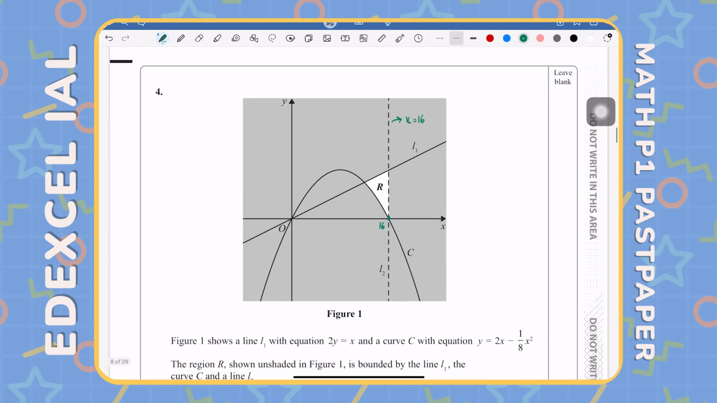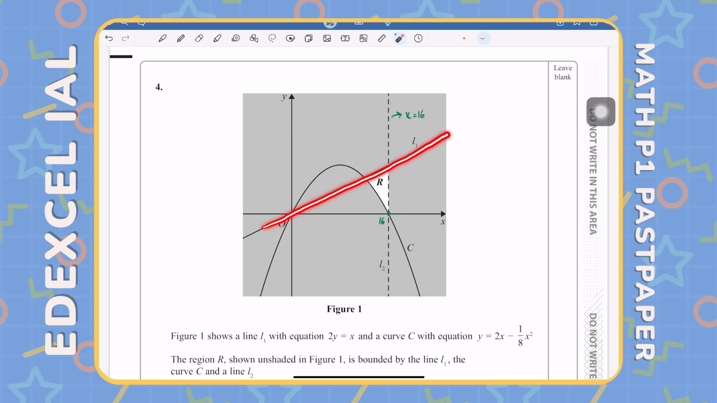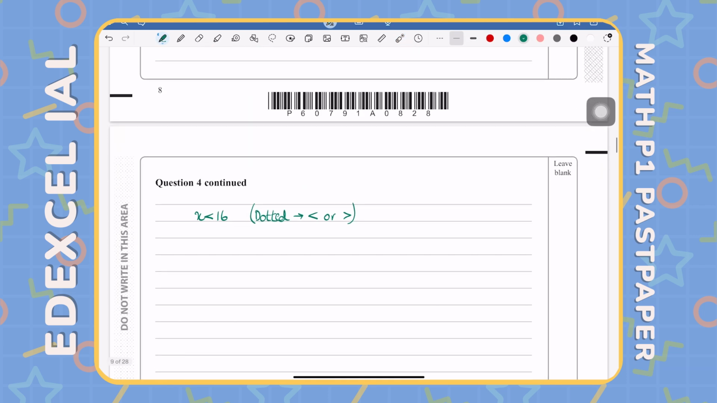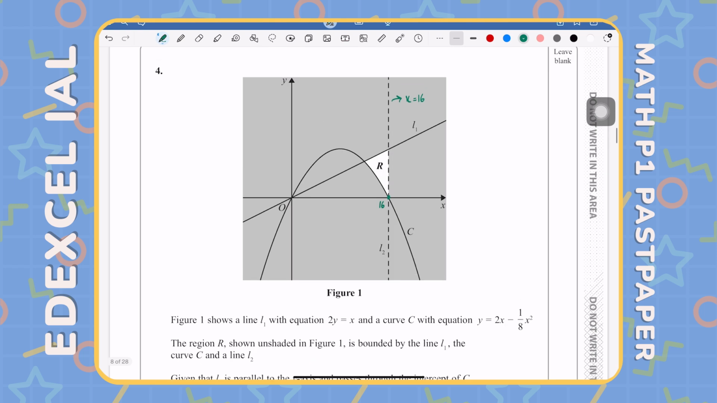The other line that we have is 2y = x. So this is the line 2y = x. The region that we want is below the line, and since this is a solid line, it's not just going to be less than, it's going to be less than or equal to. So that means 2y ≤ x. So 2 down, just 1 more to go.